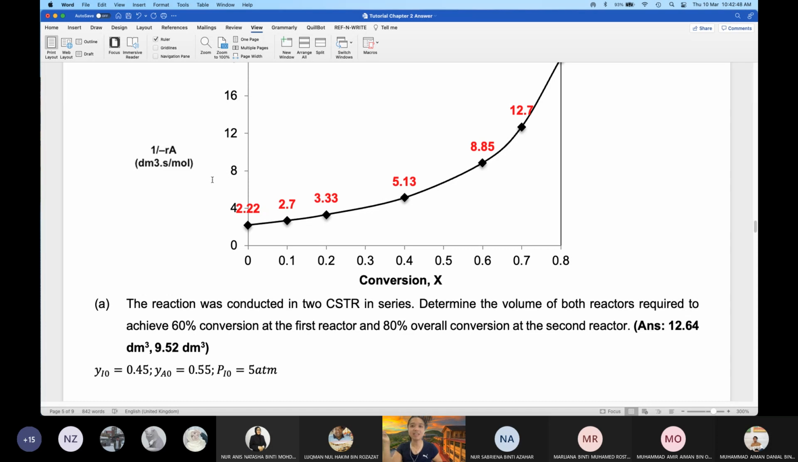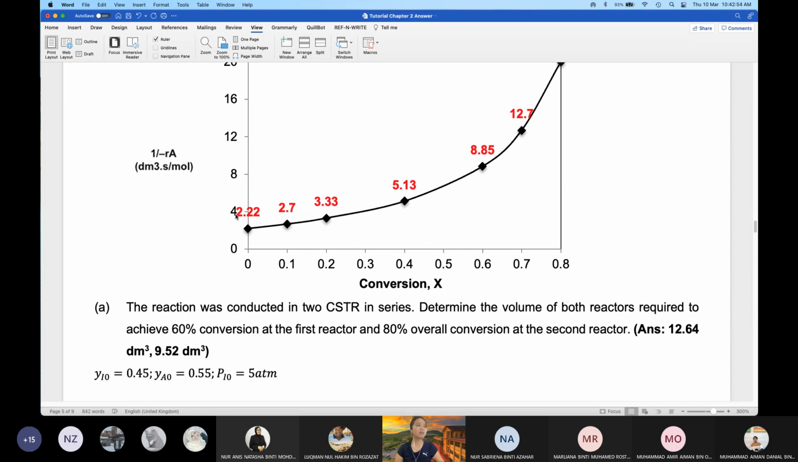Ingat tak? Kalau table, kalau tadi kita guna table, tu adalah minus RA. Kamu kena bahagi dengan nilai tu. Dalam plot, dia adalah 1 per minus RA. Dia terus nilai 1 per minus RA itu. So kamu terus darab je dengan nilai tu. Kamu tak boleh bagi. Faham tak?